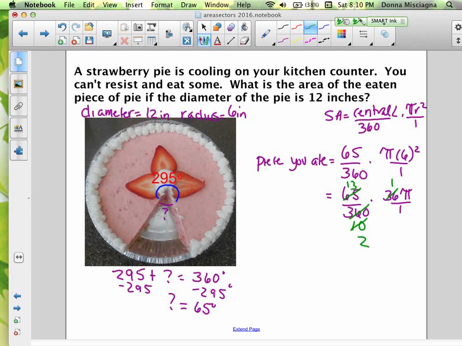So that means the area of the piece you ate is equal to 13 pi halves, and that is inches squared. Seems like a lot of inches. We know pi is more than 3, so that's at least 20 square inches of pie you ate. This is a big pie, I guess.